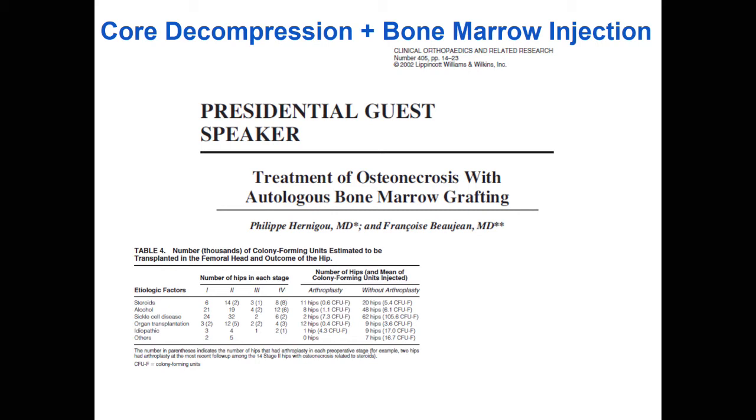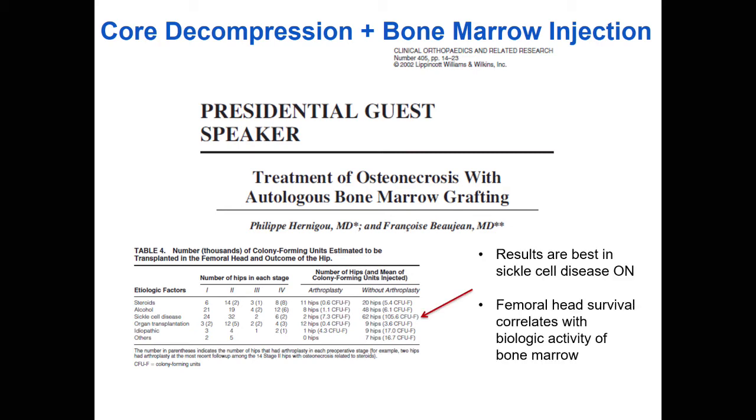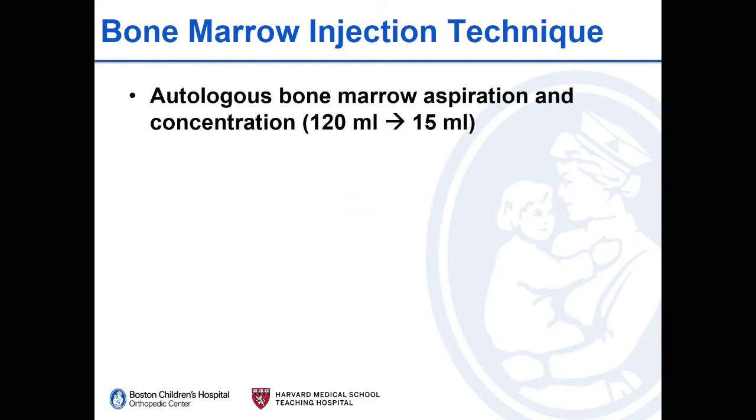Now, the bone marrow injection technique, which is an augmentation of the core decompression technique, was developed by Professor Hernigo in France. And there is a biological effect. He has shown that bone marrow that is the most active in terms of cellular activity has the best result. Hence, it's most efficacious in the sickle cell population because their bone marrow is very active from the disease itself.